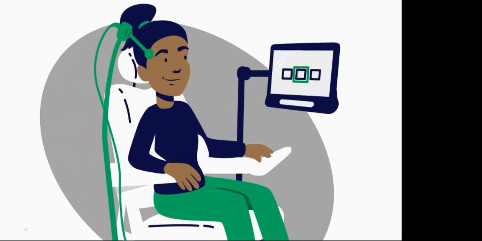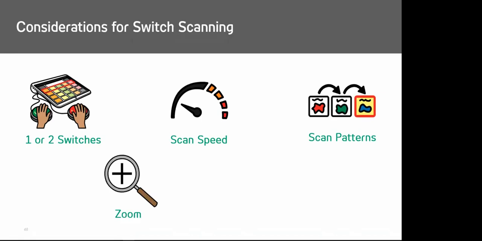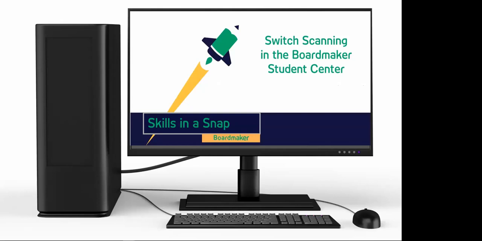We have lots of information in that course summary about when to choose one, when to use two, some access method screening types of supports. That kind of stuff is included in the summary. But what I want to show you are some of the considerations for switch scanning in the Boardmaker Student Center. We're going to need to set them up with either one or two switches. We're going to need to figure out what the scan speed is going to be if we're using one switch. What scan patterns we want to utilize. Are we going to use a Zoom feature to help give some additional visual support? And are we going to add in any audio feedback, any audio support? I am going to show you all a video that you have access to following this session.